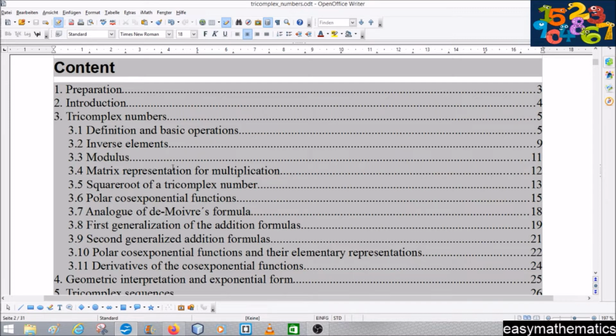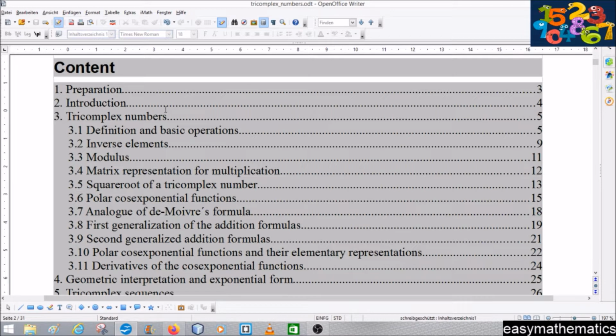Then we make a small introduction, some recalls, and then point 3 is the main part, the tricomplex numbers. Of course, first we define them, and then we take a look at basic operations. Then we talk about inverse elements and the modulus. Then we talk about a little bit of matrix representation for the multiplication. Then we take care of the square root of a tricomplex number. Then we define the so-called polar cos exponential functions, and we will see why the name is meaningful.